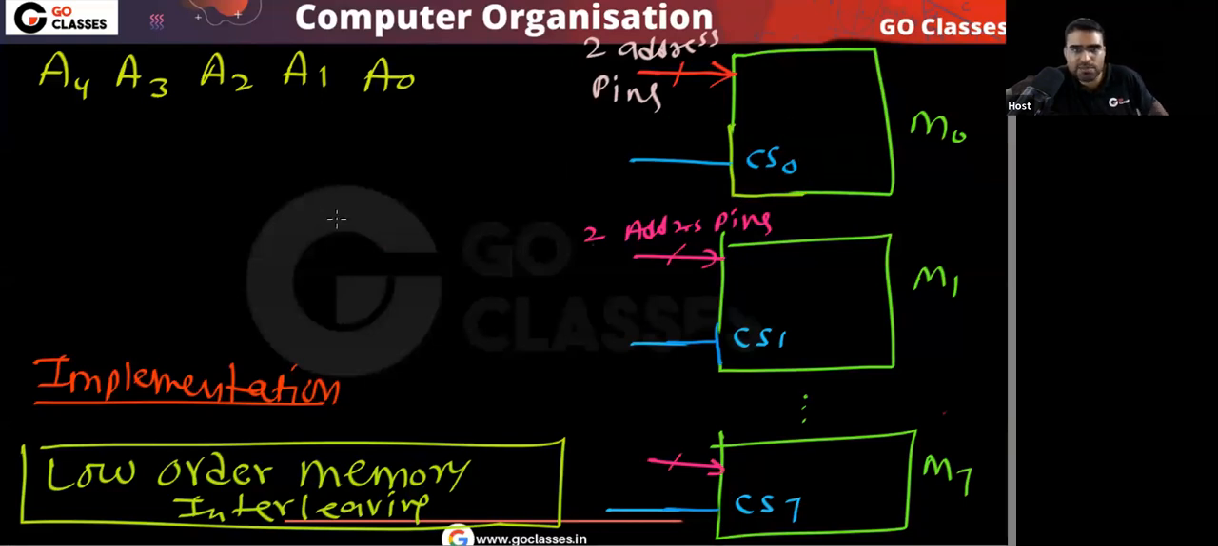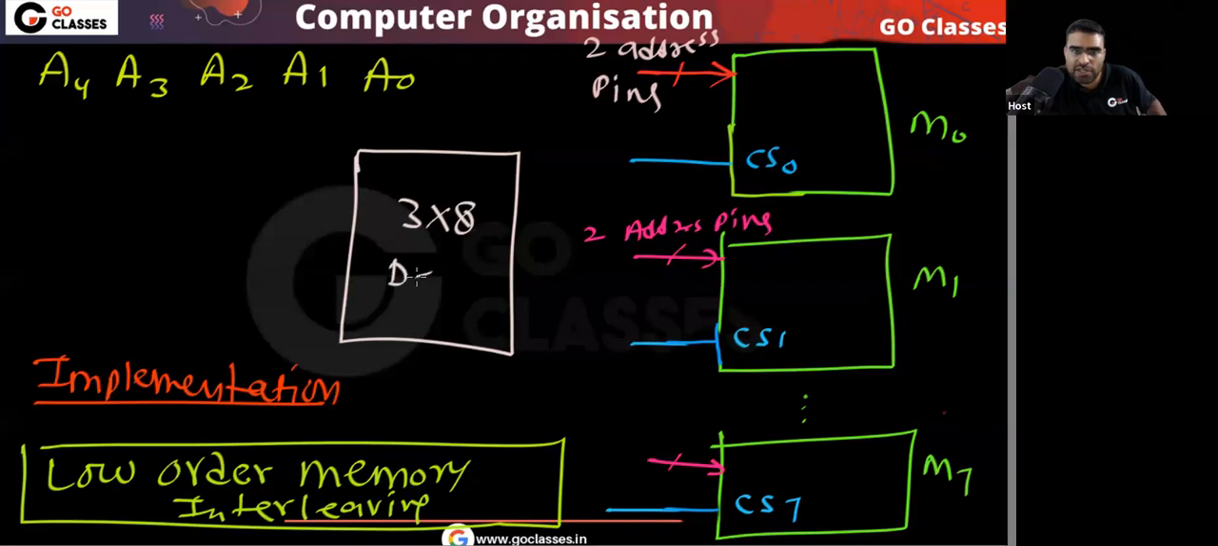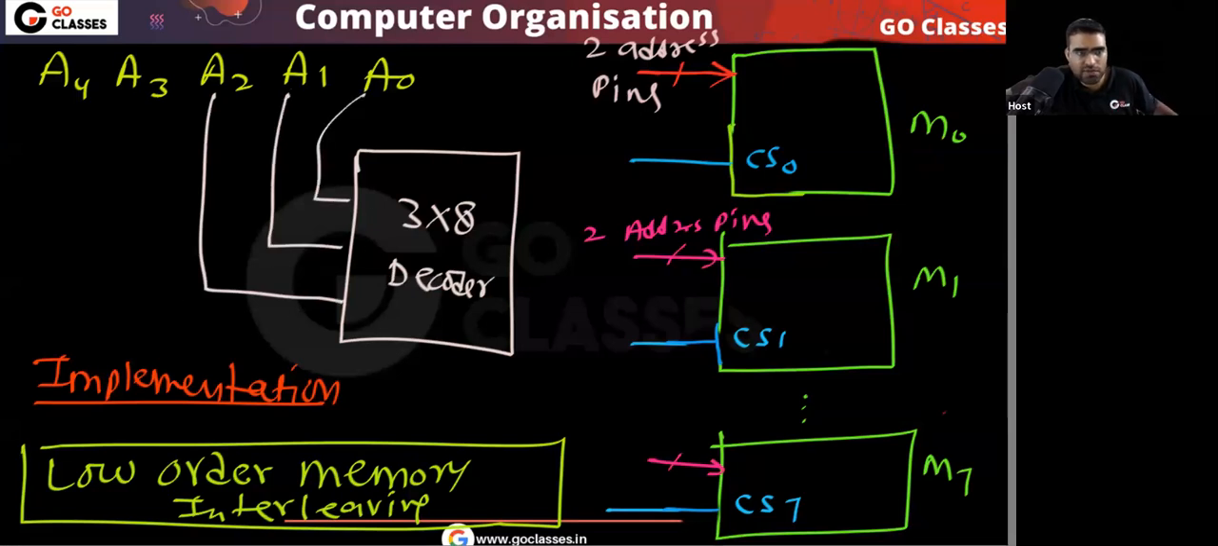So if you have active high chip select, which decoder will you use? You will use the normal decoder. A 3x8 normal decoder you can use. These three bits will be used to select a chip, and so on.